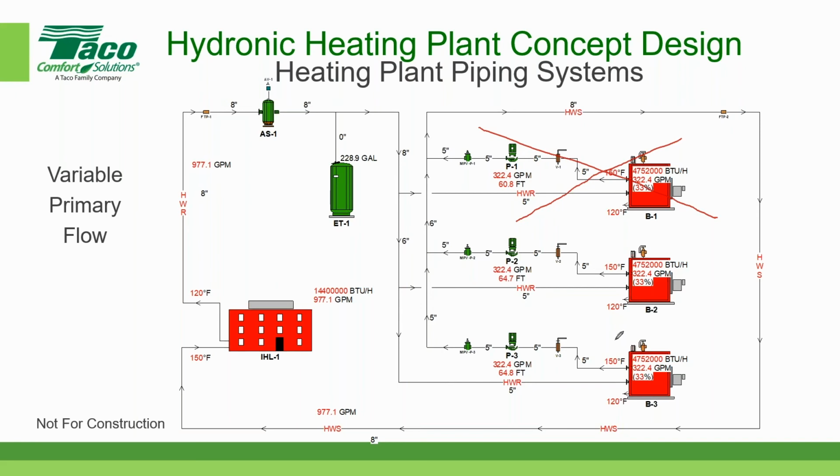Now, the implication here is that the terminal devices inside my building would have to be designed for an entering water temperature of 150 degrees. Most equipment has nominal capacity based on an entering water temperature of 180 degrees. So special attention must be given to all the terminal devices being used in the building to make sure that they have the capacity that you're looking for at an entering water temperature of 150 and a delta T of 30 degrees across that terminal unit.